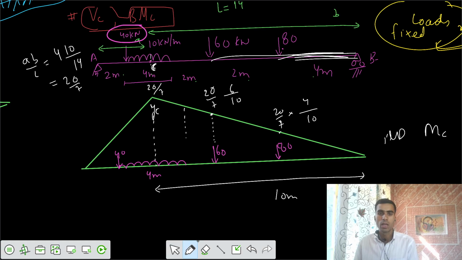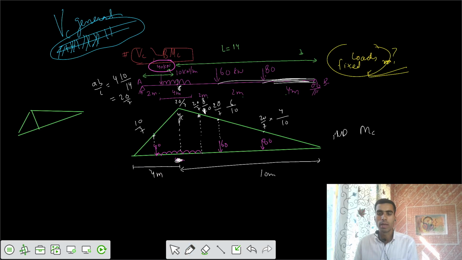After that we have the area under the UDL. So we need to calculate these ordinates also. This value would be equal to 20 by 7 times 8 by 10. And from this side, the total length was 4 meter. This was your 4 meter. And for the 4 meter, we have 20 by 7. And for 2 meter, we have 10 by 7. We got these ordinates now.